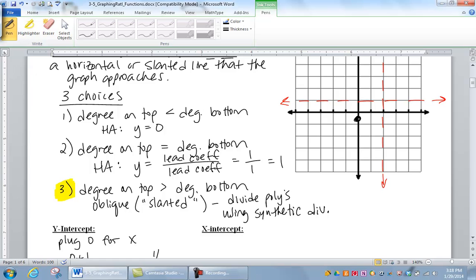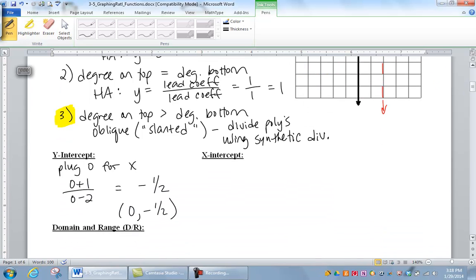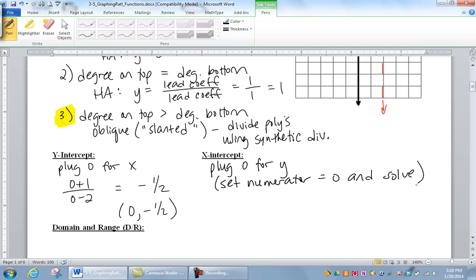Now we have to figure out the x-intercept. That means plug in 0 for y. Basically what that means, since we're dealing with rational expressions, is set the numerator equal to 0 and solve. That's the same thing as plugging in 0 for y because you cross multiply. So it's a little bit of a shortcut just to set the numerator equal to 0.